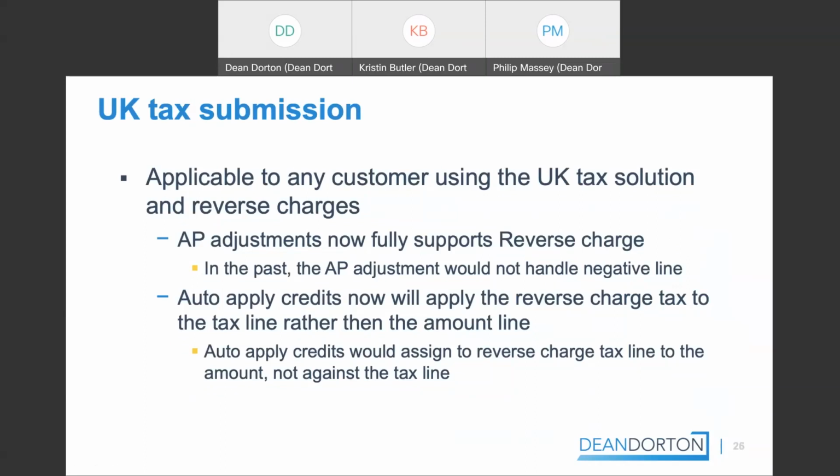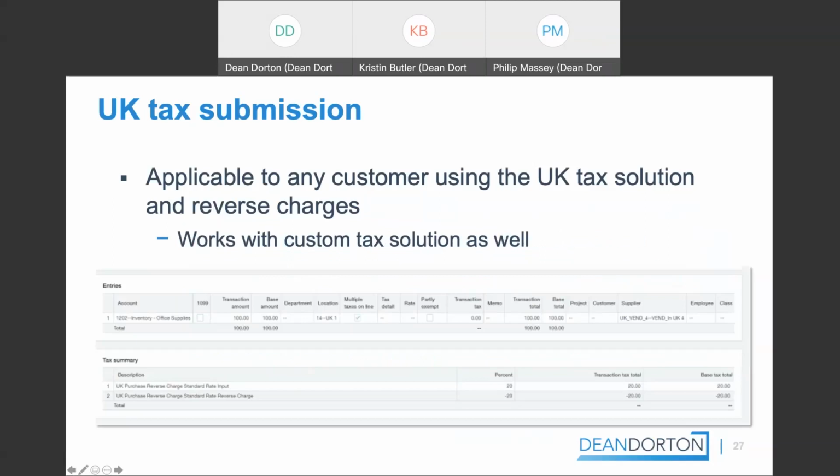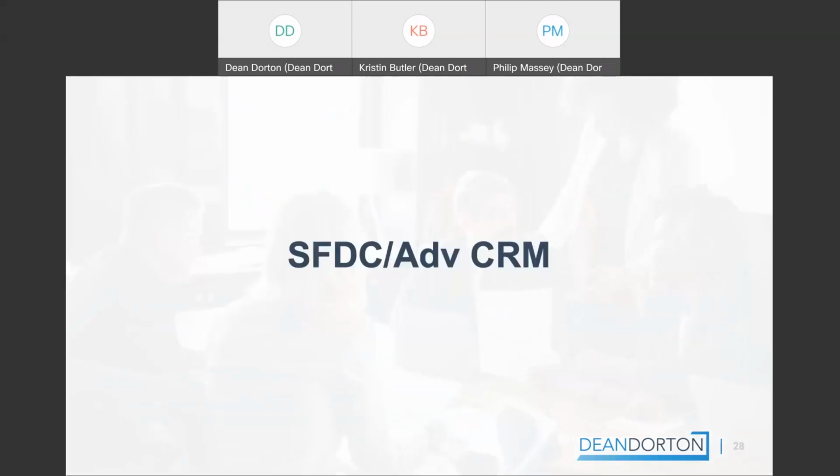And you can now auto apply credits and it'll reverse the charge tax to the tax line rather than the amount line. Okay, so two big changes there for the UK tax submission, and then we have here some examples of that. Okay. All right, so let's jump ahead here to Salesforce or Advanced CRM Integration.